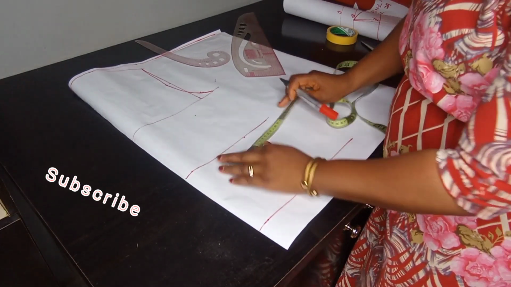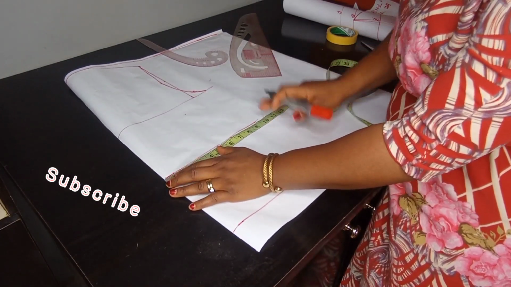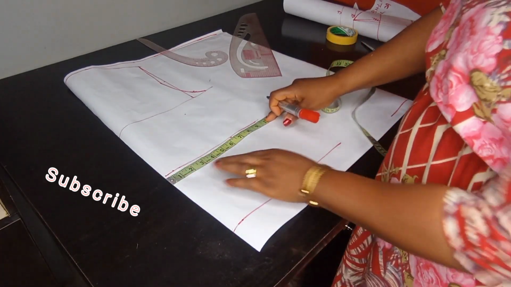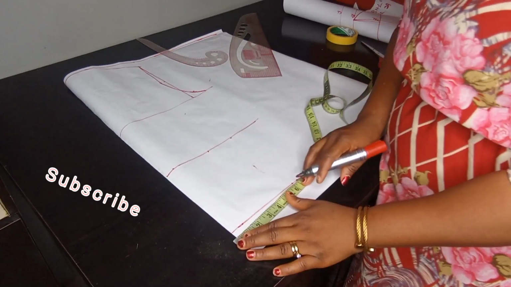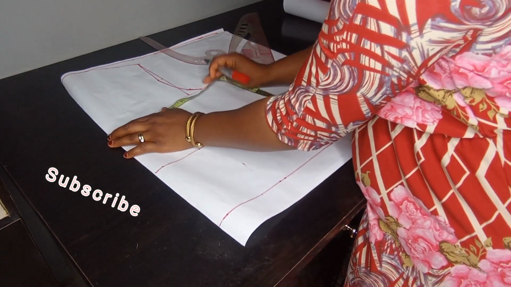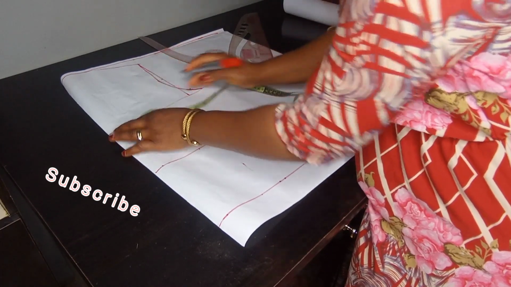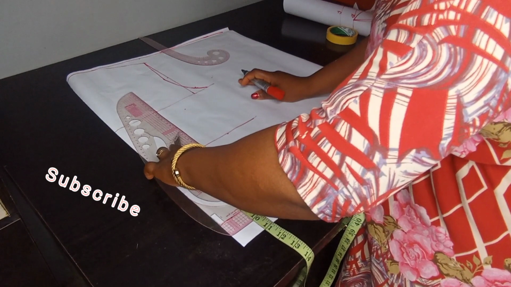So I'll come to the waist and mark my dart, the same thing I did in front. The dart is 4 inches. I'll mark 4 inches at this point, 4 inches on the hip line, and 4 inches on the chest line also. I'll connect the dots.